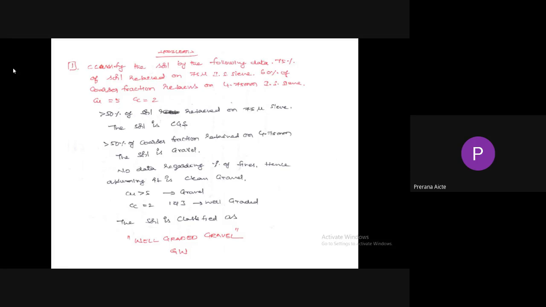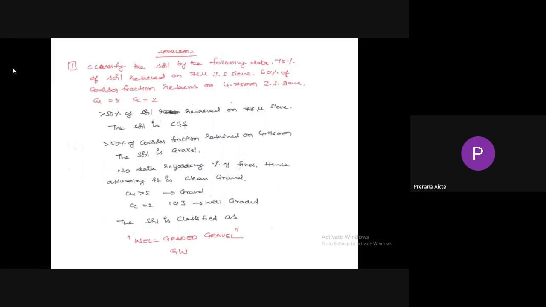Next, 60% of coarser fraction retained on 4.75 mm IS sieve. So 60% means more than 50% of coarser fraction retained on 4.75 mm IS sieve. What does it indicate? It is a gravel. So more than 50% retained on 4.75 mm IS sieve, then the soil is classified as gravel.